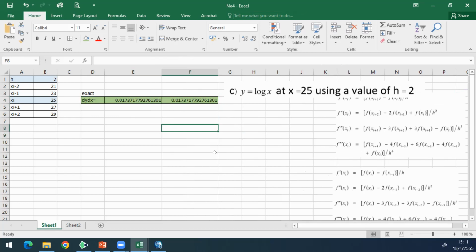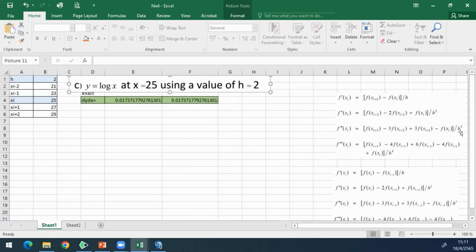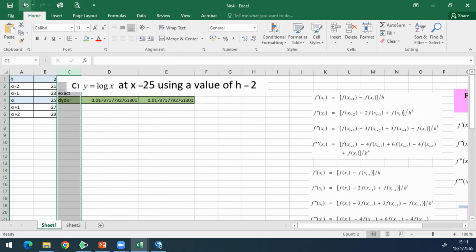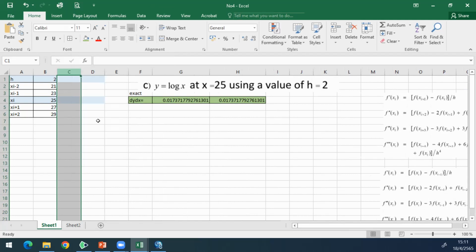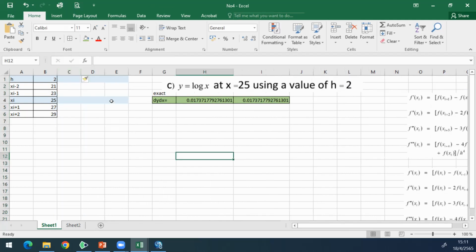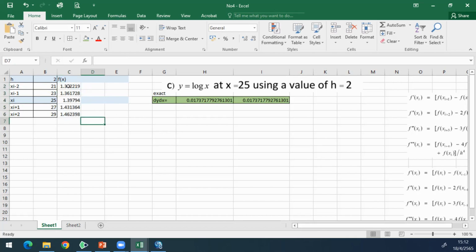Then, for the approximate one, we will determine the first derivative of y equal to log x. This is for the function, right? The function is equal to log x over log 10, let's say base 10. We have this value.